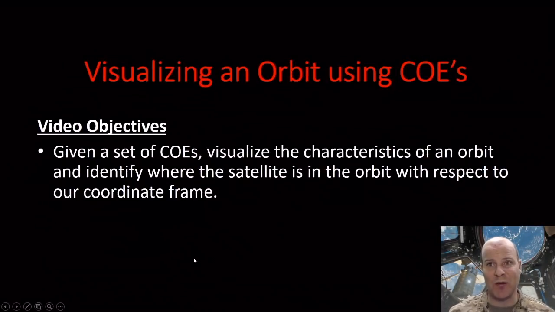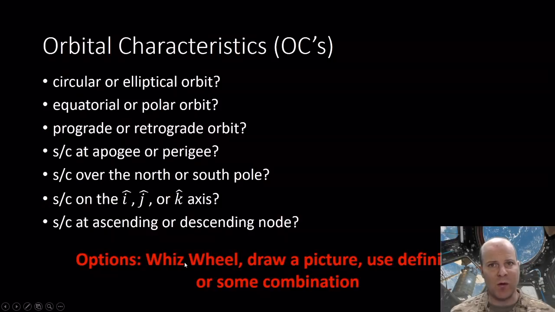In today's video, we're going to be visualizing an orbit using our classical orbital elements, or COEs. By the end, you should be able to visualize the characteristics of an orbit and identify where the satellite is in that orbit with respect to a particular coordinate frame. So what do we mean by orbital characteristics?